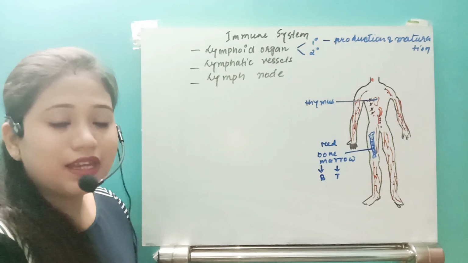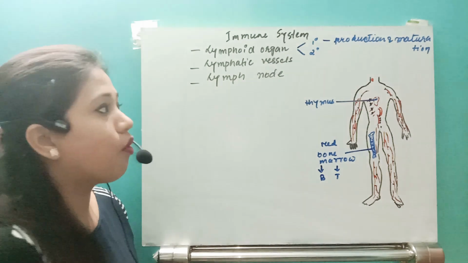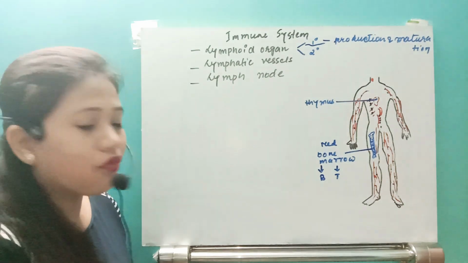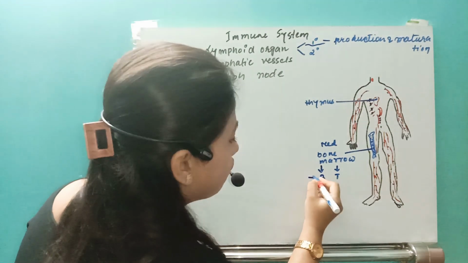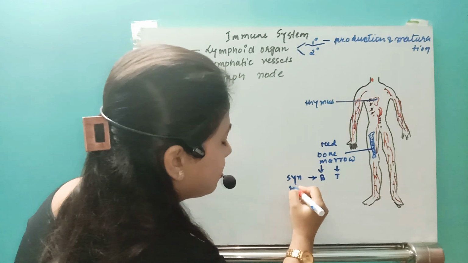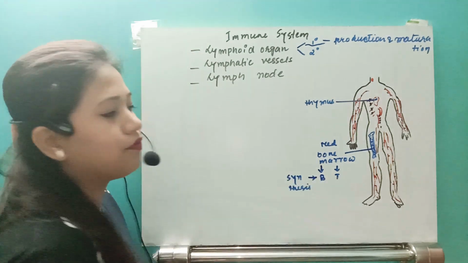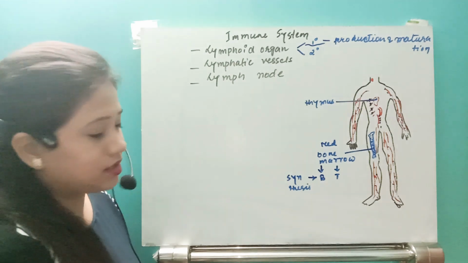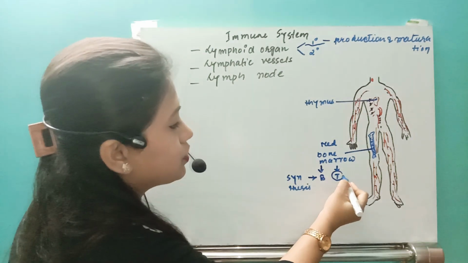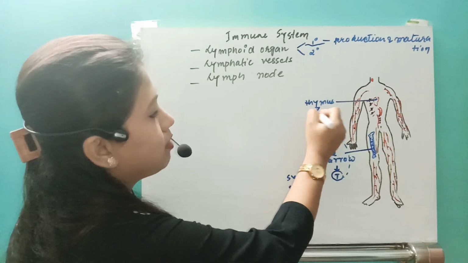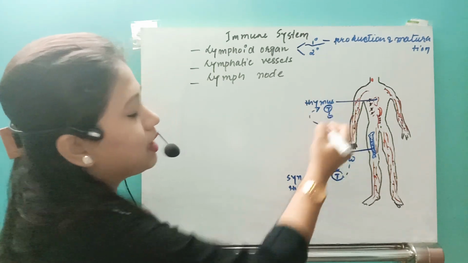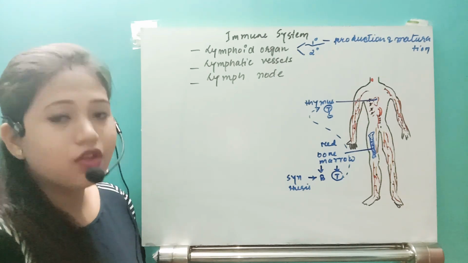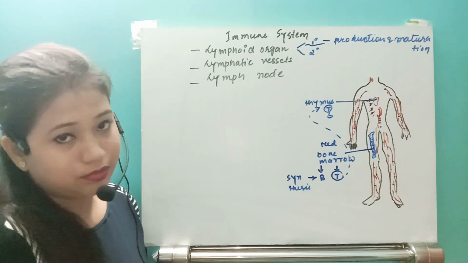The B and T lymphocytes will be formed and matured in the primary lymphoid organ. First of all, the synthesis of B and T lymphocytes will occur in the bone marrow. But what happened to the T lymphocyte? This T lymphocyte will mature in the thymus so that it can get differentiated. First of all, it will get matured properly so that it can develop all those receptors and all.